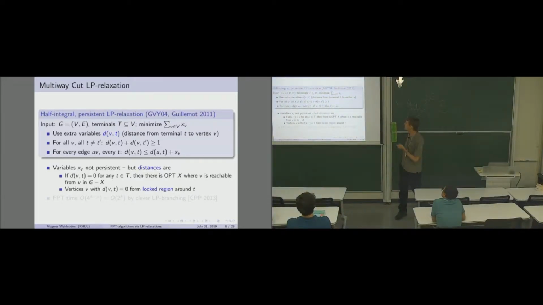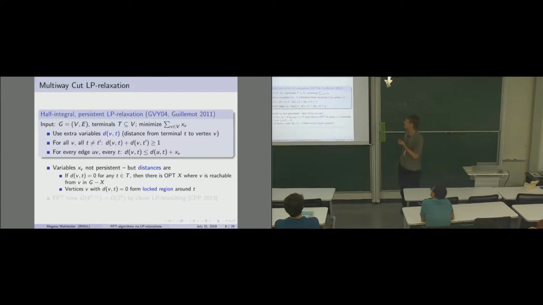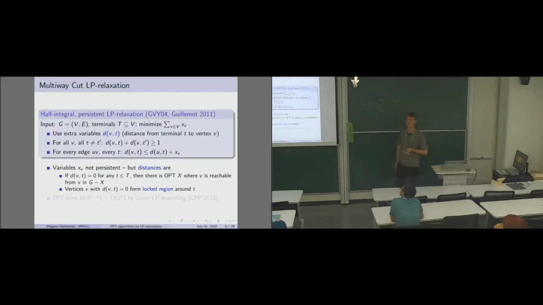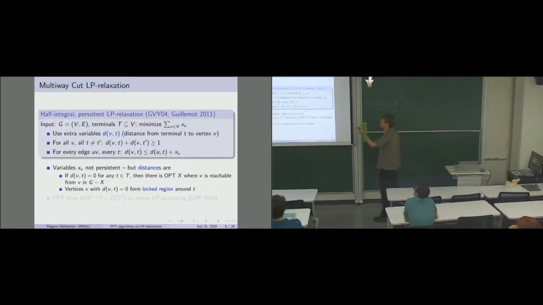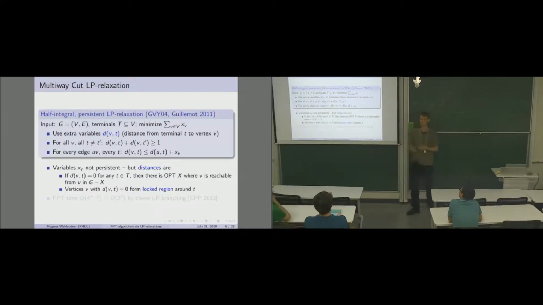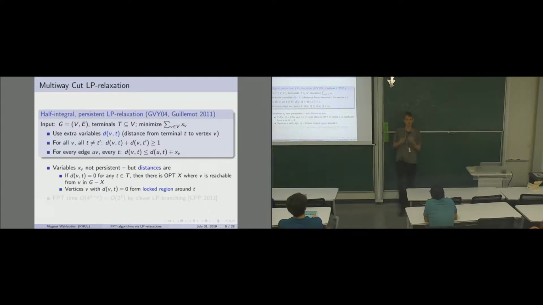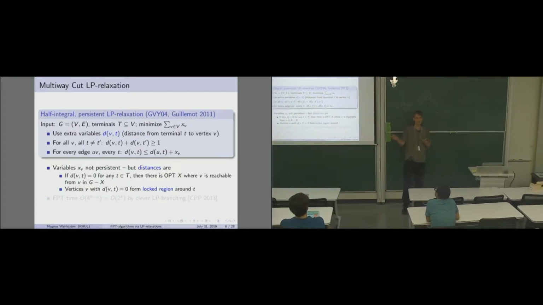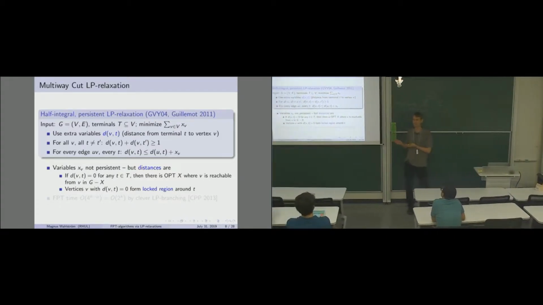It was shown by Guillemot in 2011 that it also has something equivalent to the persistence property. You cannot trust its votes about whether to delete vertices x_v or not, but you can trust its vote if it says V should be at distance 0 to T. Then you know that V should be connected to T in the optimum. If V is at distance 1 to some other terminal T', you know that V is not connected to T' in the optimum.